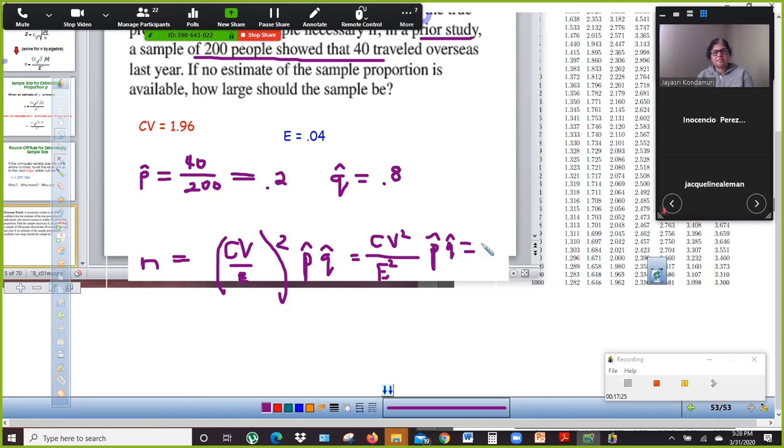What did you guys get for this one? 300 and something, 300 and what? 385. Yeah, so 384 point, was it 12? 384 point 16. Great. And again, remember, you can't have a fraction of a person. You have to have at least 384.16, so you need to have 385. That's the correct answer.